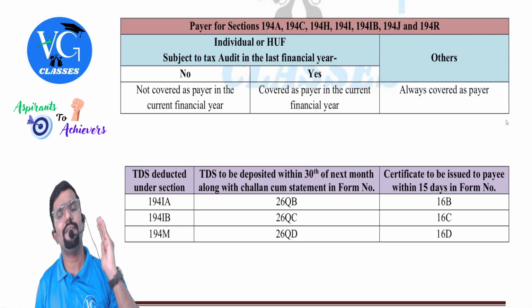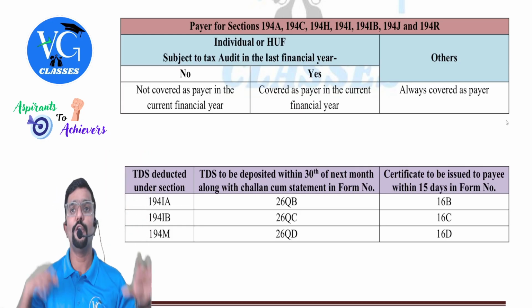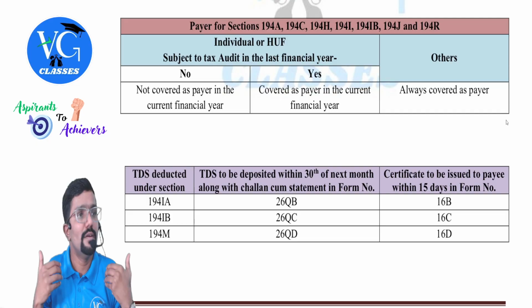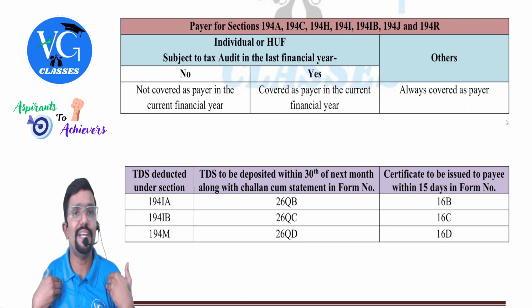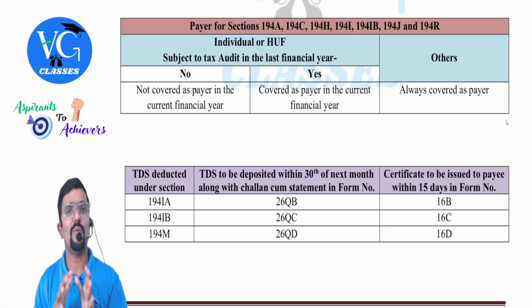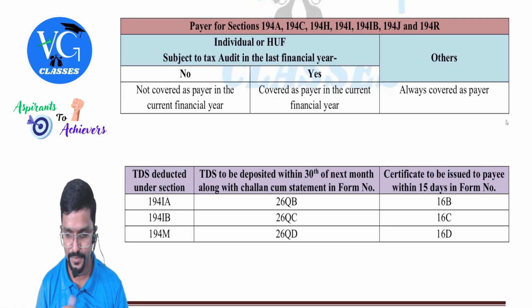Same way, assume I have given a contract of decoration to an event management company for whom I am making a payment of 10 lakh. They are making decoration for what? For my marriage, personal. Should I deduct TDS? No. Sir, what if it was for business or profession purpose? Should I deduct TDS? Yes. I should deduct TDS.